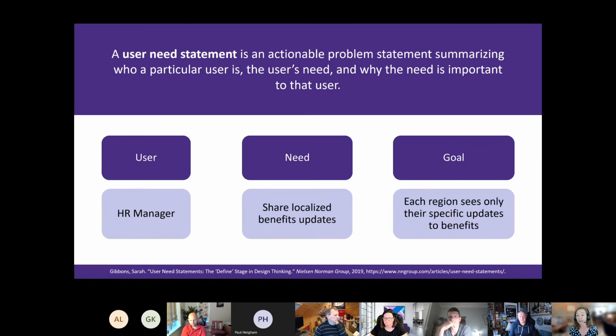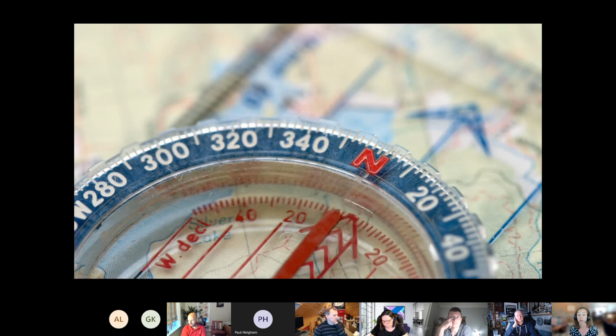And their goal is that each region only sees the specific updates to their own benefits. So again, this is our true north throughout the project, and we can use it to measure how successful that implementation was. And at more specific levels, you can measure things like homepage content priorities and use it to generate those tasks in user testing.